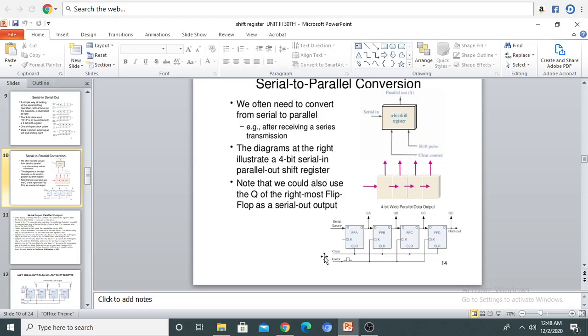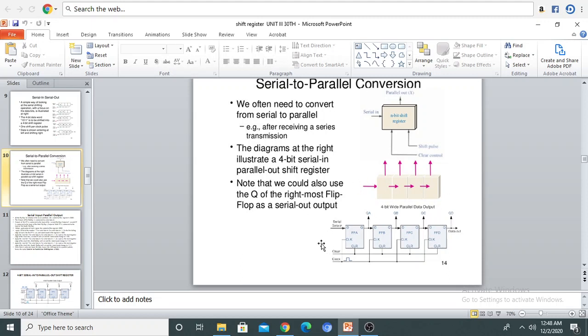First, by using clear, we are clearing all the flip-flops. So the content of the register is 0, 0, 0, 0. Now I am applying the data, binary value 1. After applying the clock pulse, we will get 1, 0, 0, 0. Next I am entering the value 1. Now I am applying the clock pulse. So on the second clock pulse, we will get 1, 1, 0, 0.